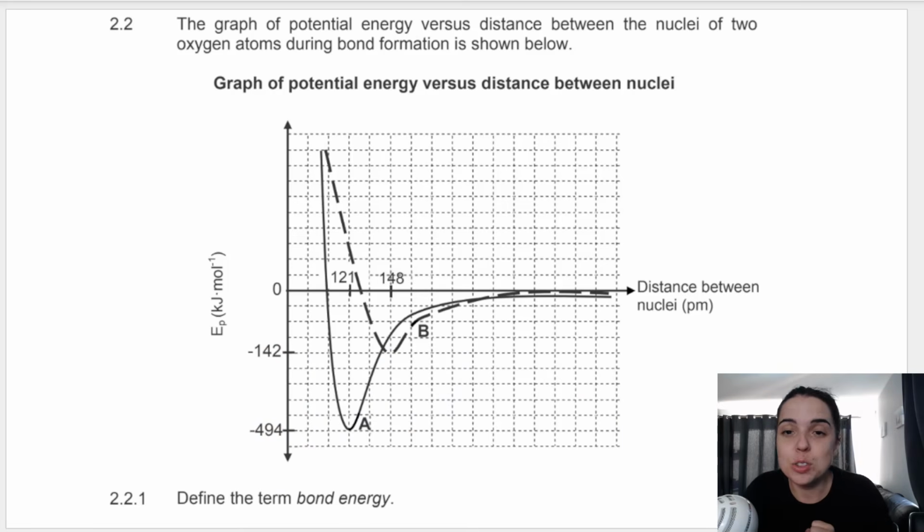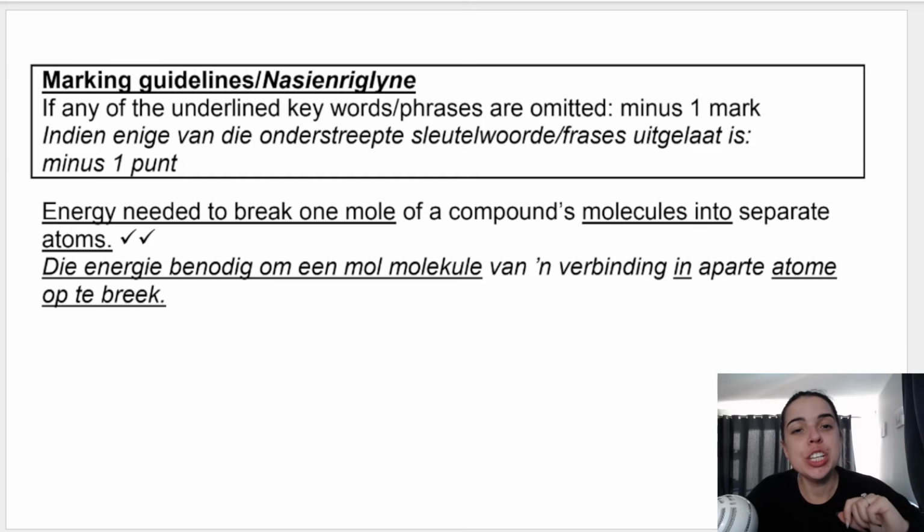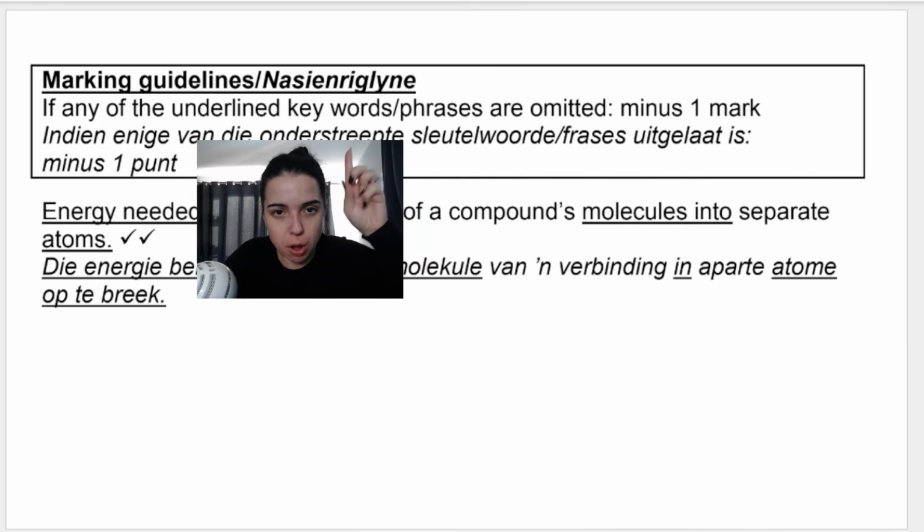First, they ask you to define the term bond energy. Another definition that you just have to know. Bond energy is the energy needed to break 1 mole of a compound's molecule into separate atoms. Very important, and just look at the marking guidelines.